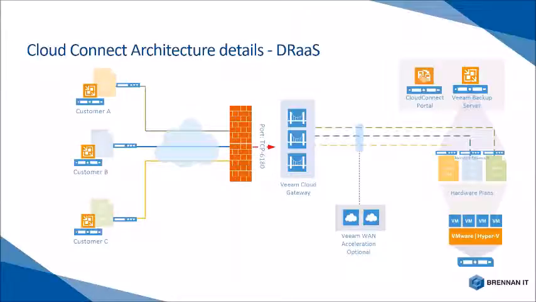All you need to do is, as you can see, customers A, B, and C are only going to have a username and password that Brennan IT staff will send to you when you sign for the offering. Then from the Veeam GUI, you enter this username and password, and you will be able to see a hypervisor dedicated to you, with the specification that you require, for your on-premises to be able to replicate the information.